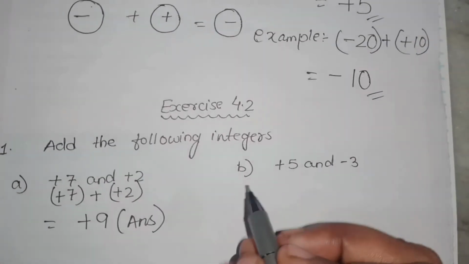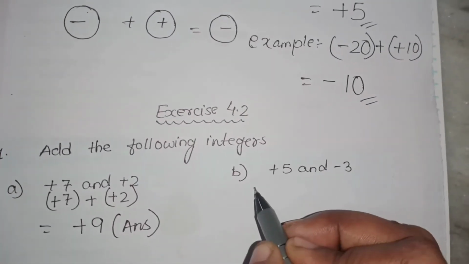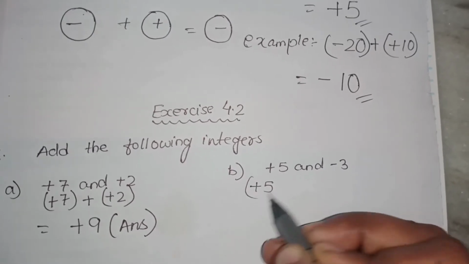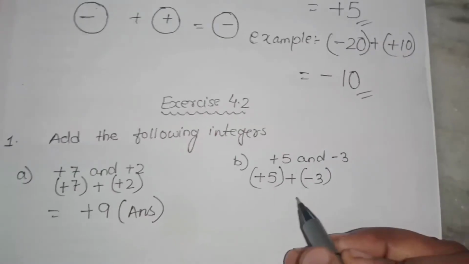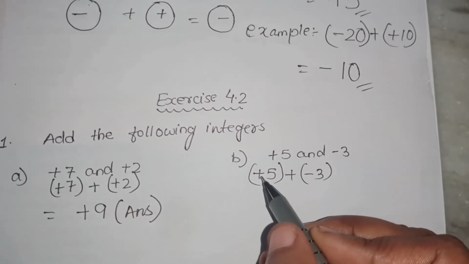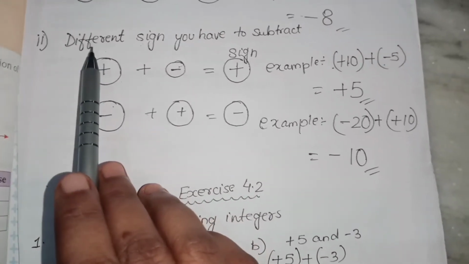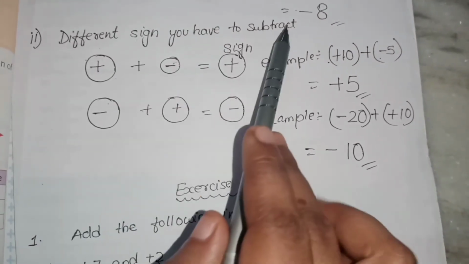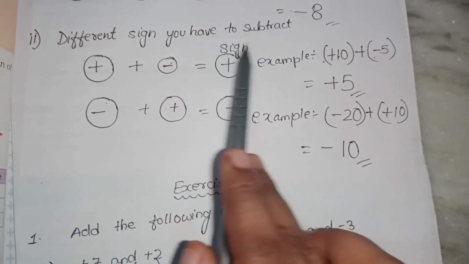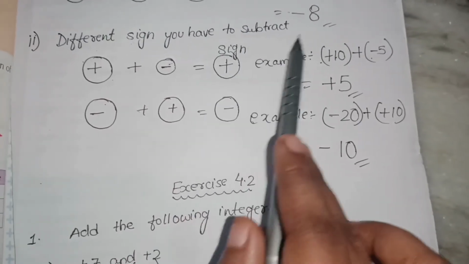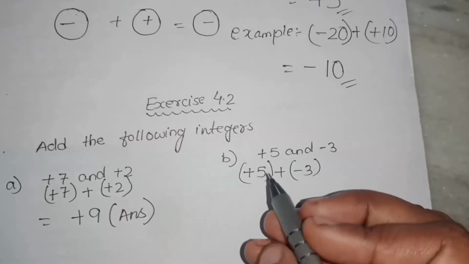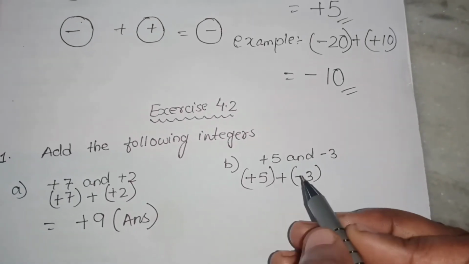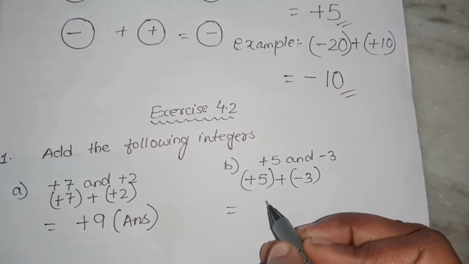Now B. Let's first write like this: plus 5 when added to minus 3. Now you can see that both the integers have different signs. I've taught you this also. Different sign means what do you have to do? You have to subtract. So let's subtract this: 5 minus 3. So 5 minus 3 is what?